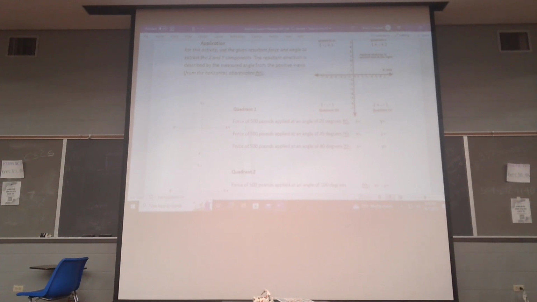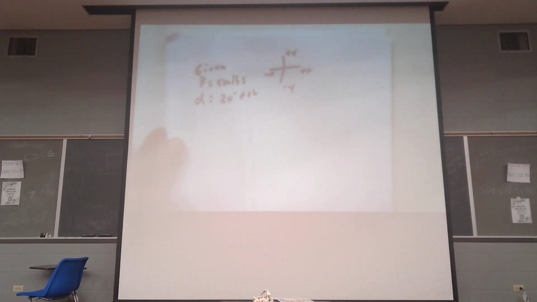Okay? Now I'm going to shift it to the document. So, given a force of 500 pounds, given angle theta of 20 degrees from the horizon. Positive x, negative x. This is just a reminder for myself about our coordinate system. This would also help. Sorry guys, I'm still getting used to this stuff. I used to have a chalkboard.